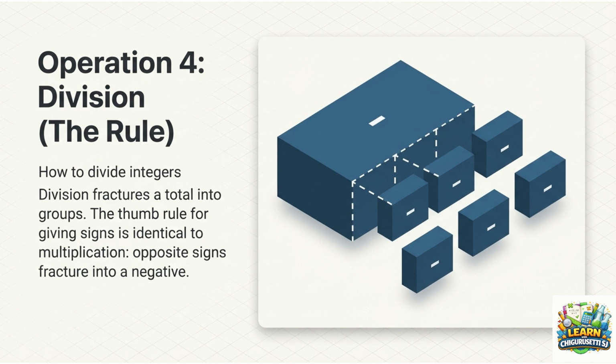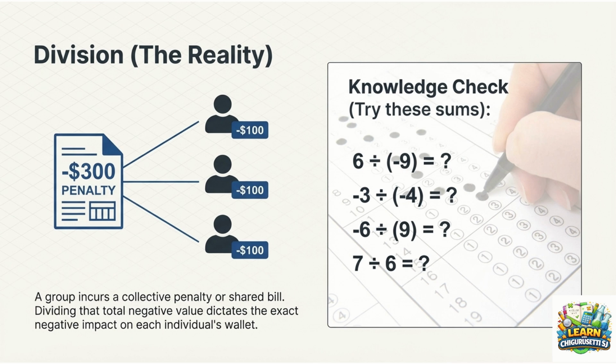Now we'll go to the last operation, which is division. Division is like separating a total into smaller groups. If you want to give a $300 penalty to 3 of the members, then you will divide it, right? Like that, now we will do our knowledge check.